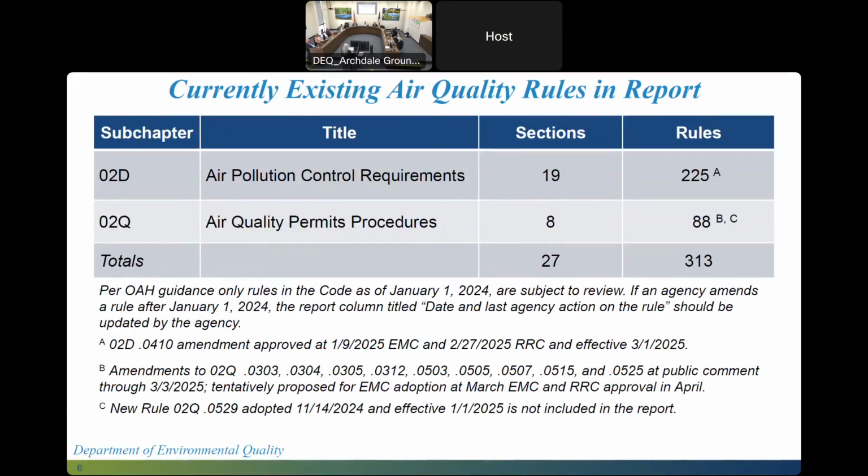We just recently had 02D .0410 approved at the January EMC and subsequently at the February RRC, and it became effective March 1st. So that effective date is reflected in the report. You have amendments before you tomorrow that may become effective before we actually take this report out to public notice, before you as a full commission might approve the reports. So before that happens, we would want to update those effective dates in the spreadsheets that are before you. I would note there is one rule, 02Q .0529, that was adopted by you in November and became effective January 1st of this year. And so it is not included in the report.